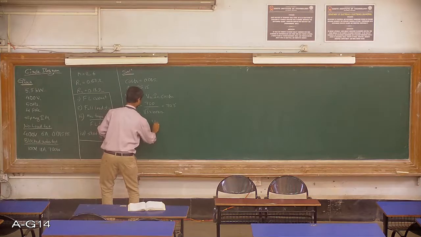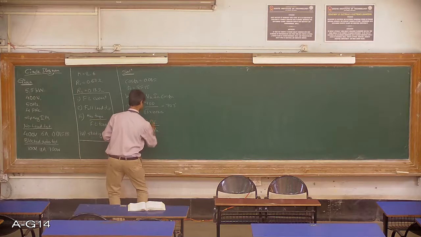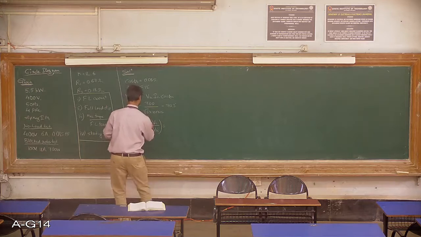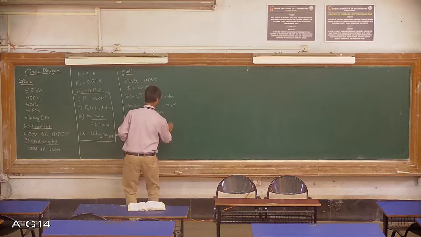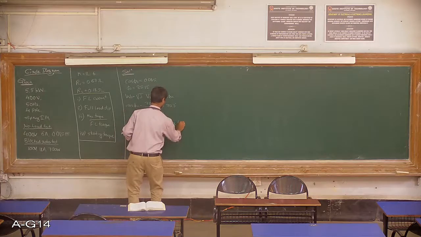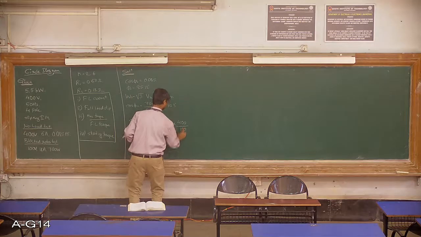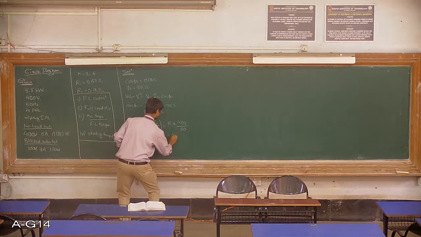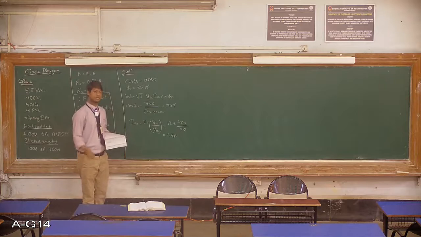Now after this, I should be calculating ISN, which is equal to ISC into VL divided by VSC. ISC is 12 amperes, VL is 400 volts, VSC is 100 volts. So here ISN will be 48 amperes. ISN is nothing but short circuit current under normal voltage.